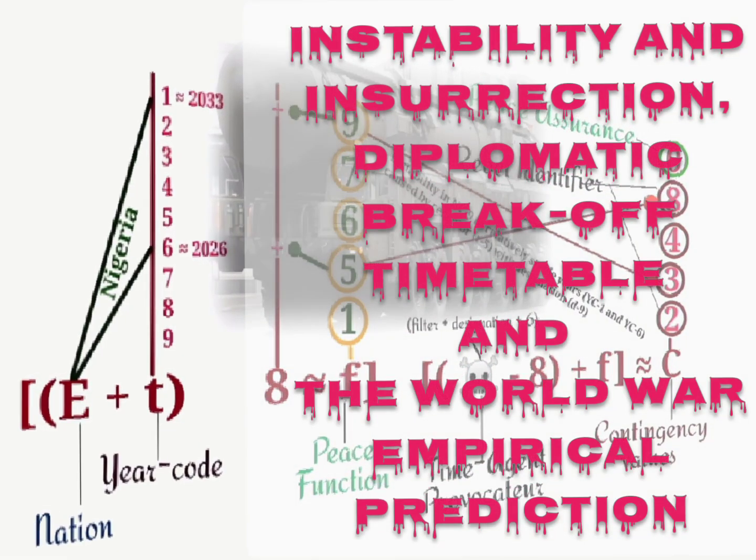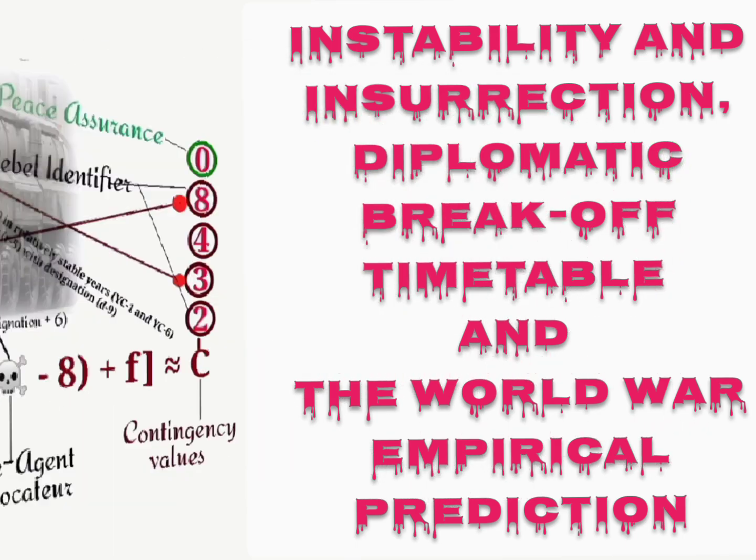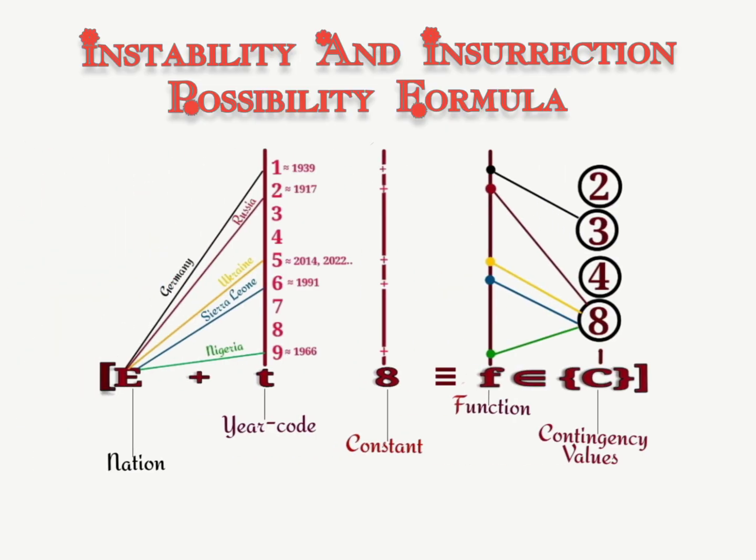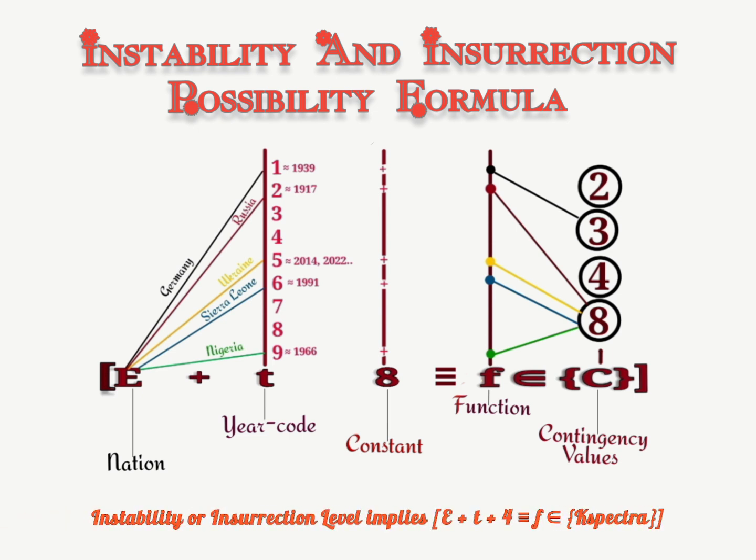Instability and Insurrection, Diplomatic Break-off Timetable and the World War Empirical Prediction. Instability and Insurrection Possibility Formula. Instability or insurrection implies, E plus T plus 8 is defined as F element of K spectra. Instability or insurrection level implies, E plus T plus 4 is defined as F element of K spectra.